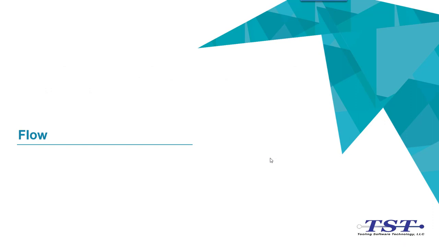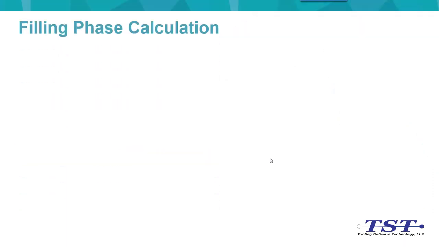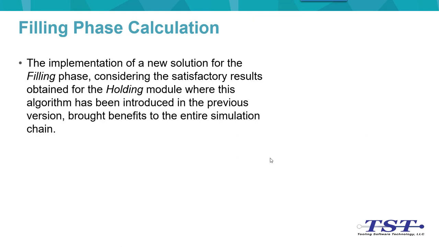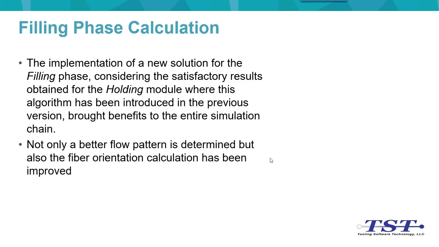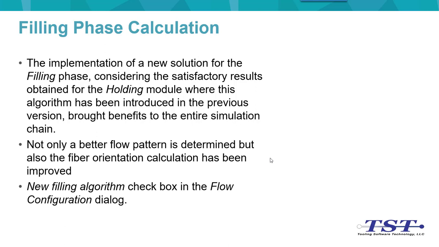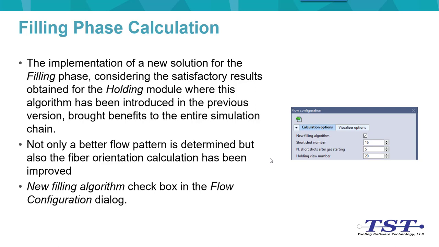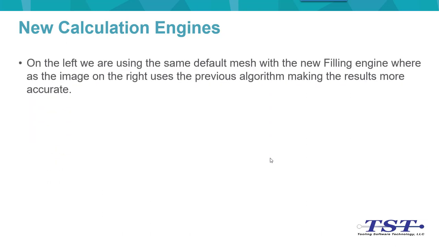Now we're going to go to some of the new features within Flow. There's a new filling phase calculation that has been improved to basically create a considerably satisfactory result, obtaining holder modules, where the algorithm has been introduced to the previous version to basically benefit the entire simulation chain. Not only does this give a better flow pattern, it also determines the fiber orientation calculations. So this new filling algorithm checkbox allows you to do the filling dialog changes. So there are some new calculation engines built into it.